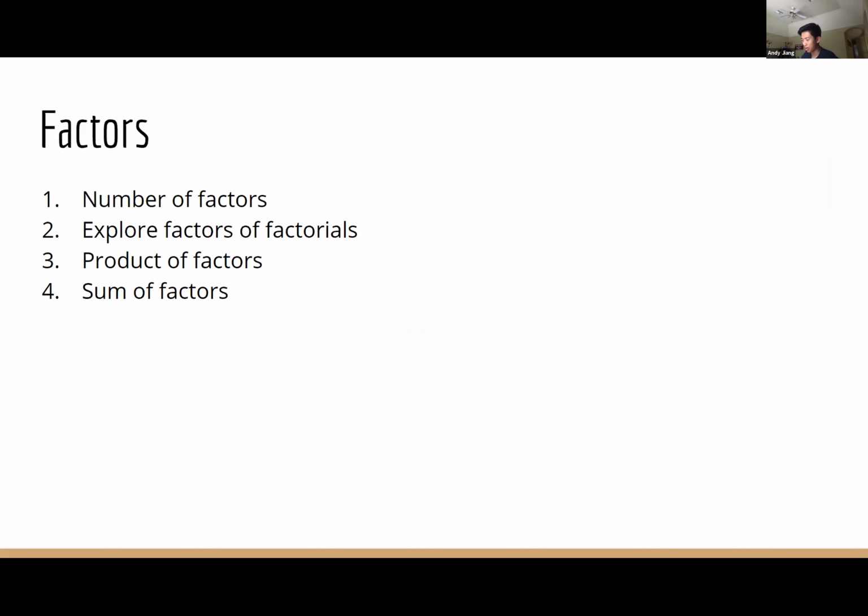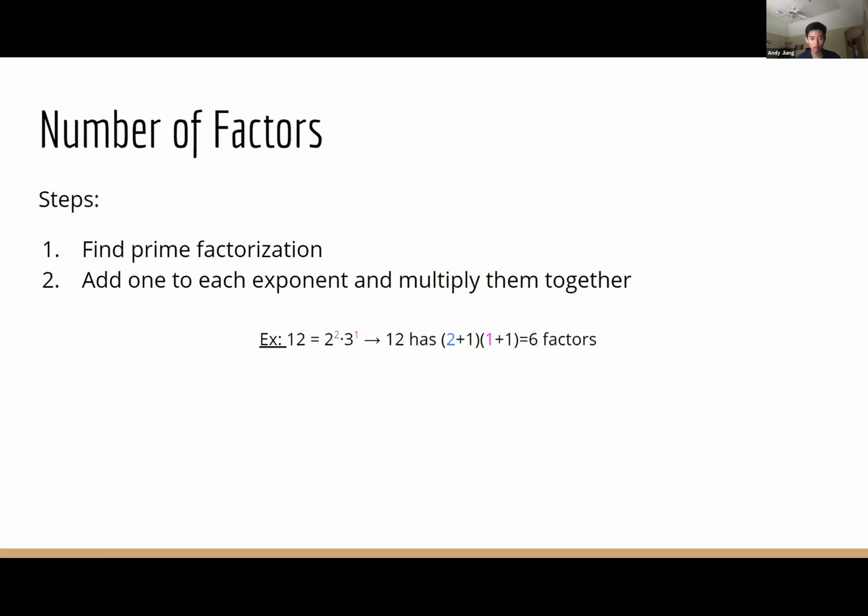Okay, so first off, for number of factors, I'm sure many of y'all have already seen this. First, you just find the prime factorization, which we should be good at because we know divisibility rules and all that. Then afterwards, you take the number's prime factorization, add 1 to each exponent, and then multiply those numbers together. So in this case, 12 equals 2 squared times 3 to the first. So that means that 12 has 2 plus 1 times 1 plus 1, or 6 factors.